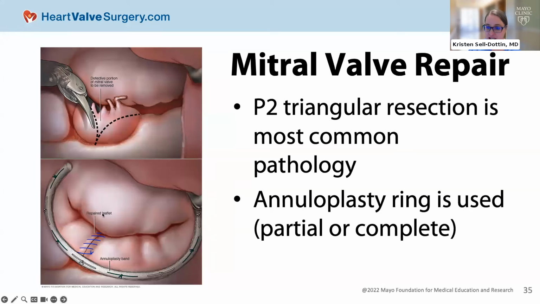So we remove the damaged segment, we sew it back together, which you'll see in the bottom of that picture by the blue suture, and also perform an annuloplasty. And so here again, you see that ring similar to what we had on the tricuspid valve, which is meant to reinforce the valve and provide support so it doesn't get stretched out again. Okay, next slide.